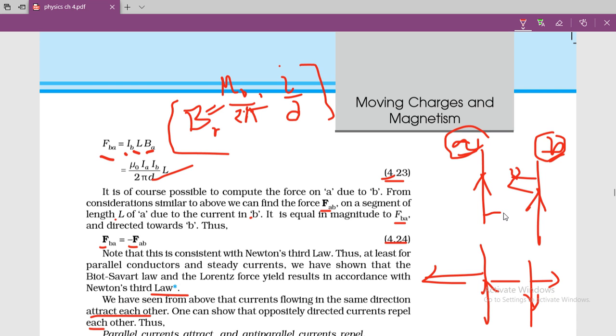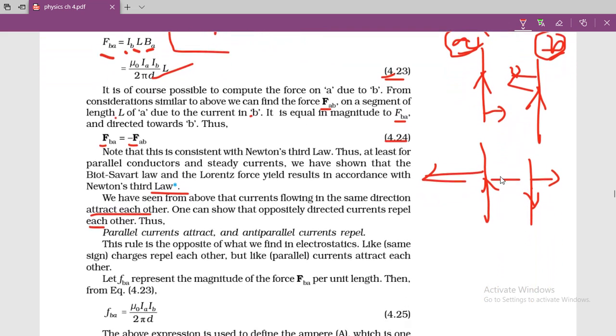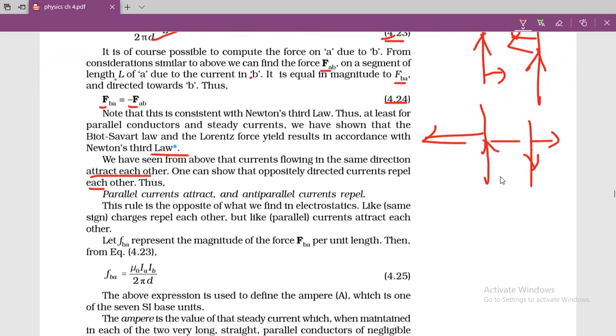Okay, so there is attraction when currents are in the same direction, and repulsion when currents are in opposite directions in two parallel conductors. Now parallel currents attract and anti-parallel currents repel. So this is the conclusion for the attraction and repulsion of the force.